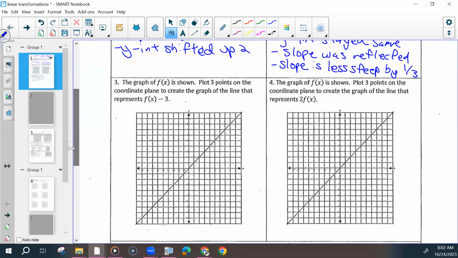So now we're still going to describe here just so we get used to it, but that's not what it asks here. So we're going to describe and we're going to plot the 3 points. So if I have some f of x minus 3, which changed, the y-intercept or the slope? The y-intercept. And then what did it do? So using our words, it shifted down 3. Did the slope change? No, so I'm going to put the slope stayed the same.